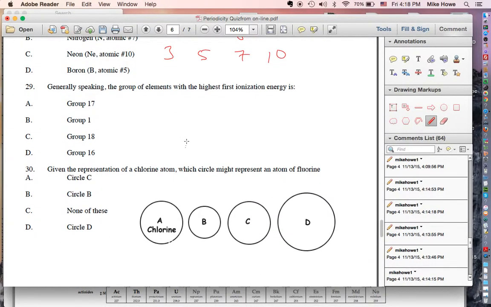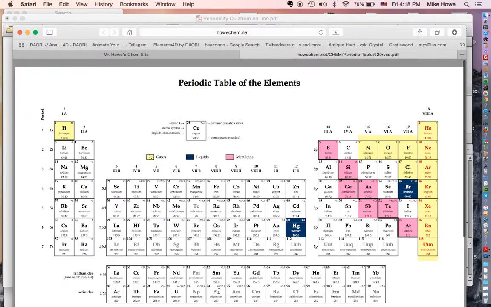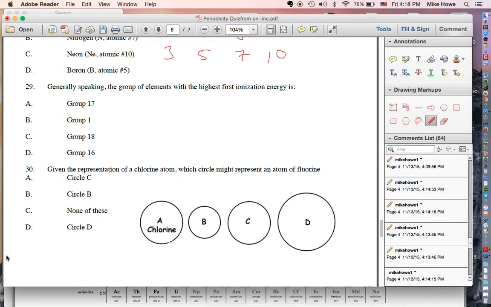And the higher first ionization energy, if you look at the periodic table, you notice that groups 1, 17, 18, and 16, here's 17 and 18 over here. So which has a higher ionization energy? Which one of these families holds its electrons the tightest? It's most difficult to remove one from them would be the last column. That's group 18.